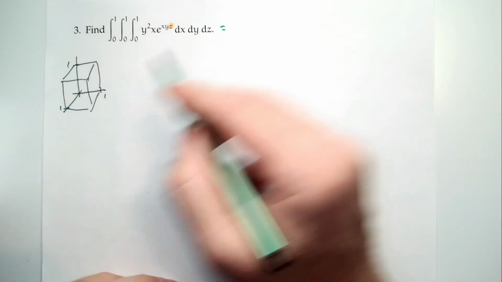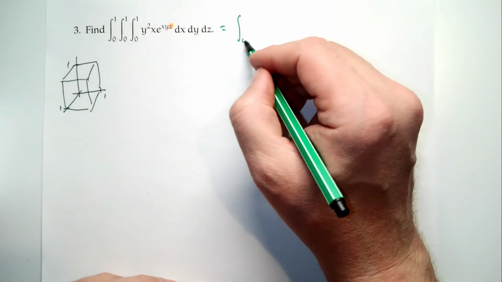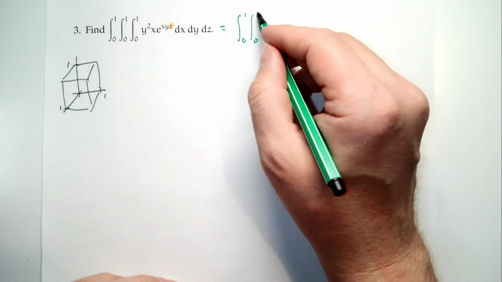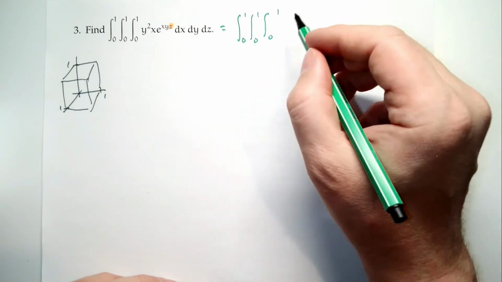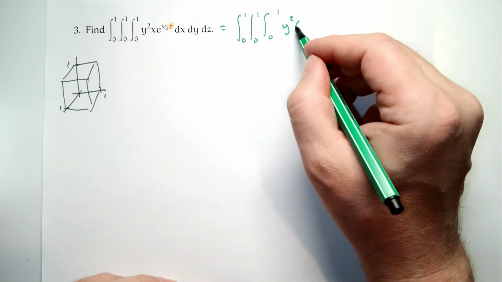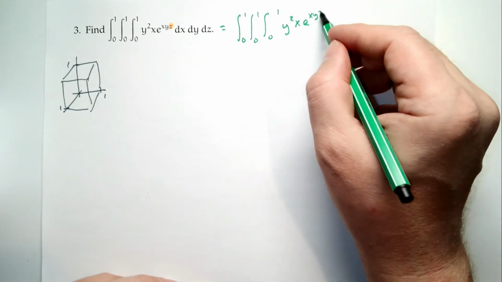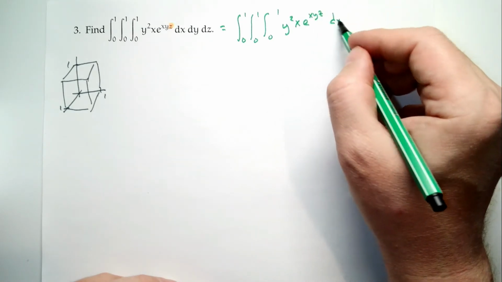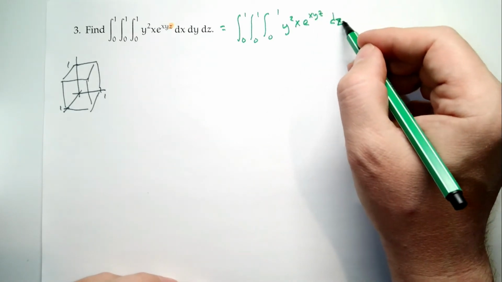Now, because it's a cube, it's really easy to change the order of integration, because it's just going to be 0 to 1, 0 to 1, 0 to 1, no matter which order we do things in. Y squared x e to the xyz dz. Now, that's not how you write a z. There's how you write a z.